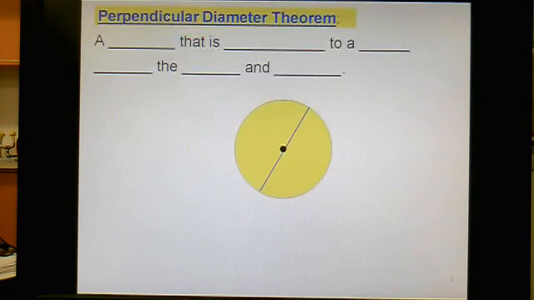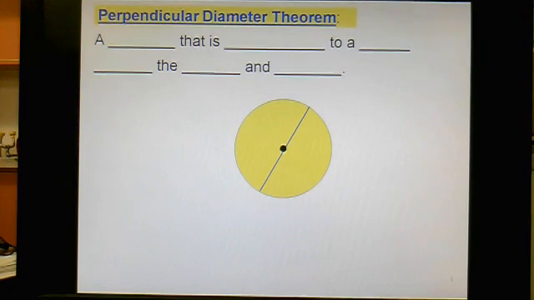All right, we'll dive into the second one in part 2, second theorem in part 2.